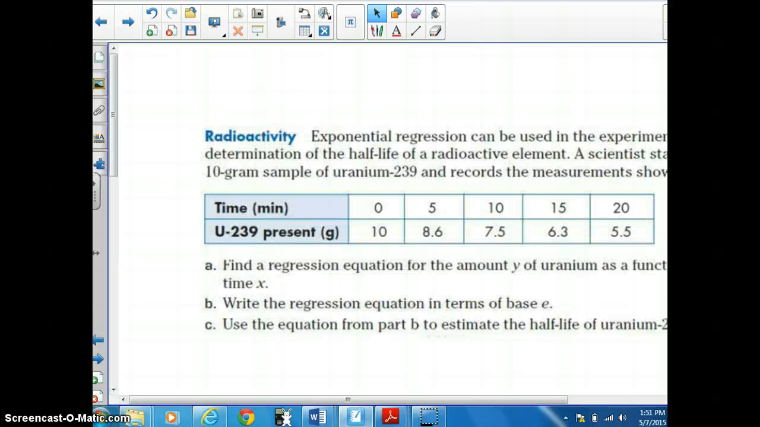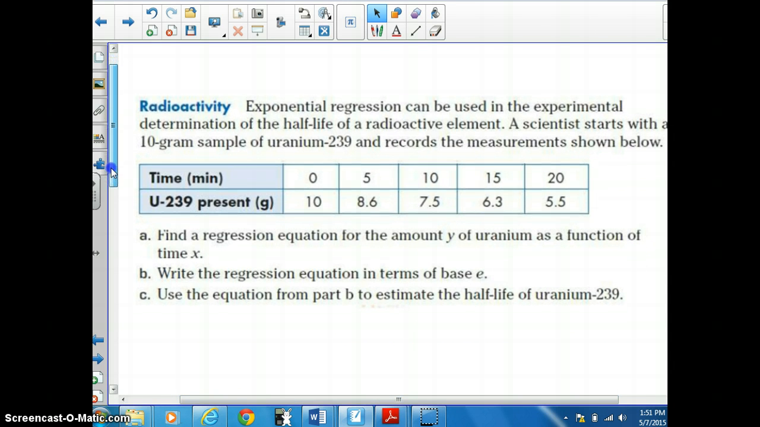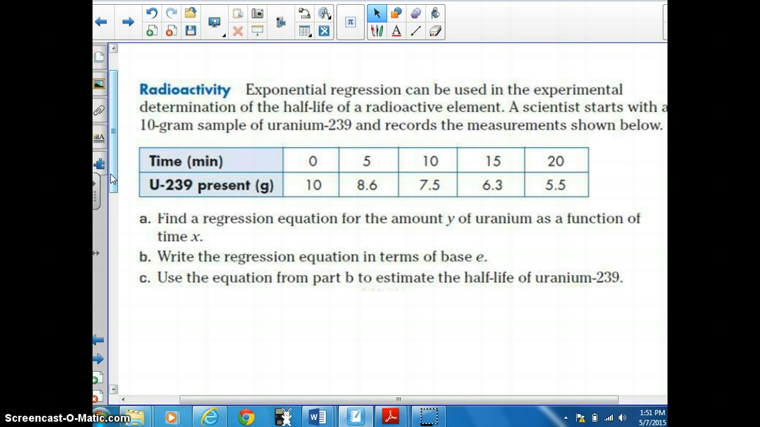All right, on the second page, we have a little word problem here, and this is going to use an exponential function. It says exponential regression can be used in the experimental determination of the half-life of a radioactive element. A scientist starts with a 10-gram sample of uranium-239 and records the measurements shown below. It wants us to find a regression equation for the amount of uranium as a function of time, which is x.